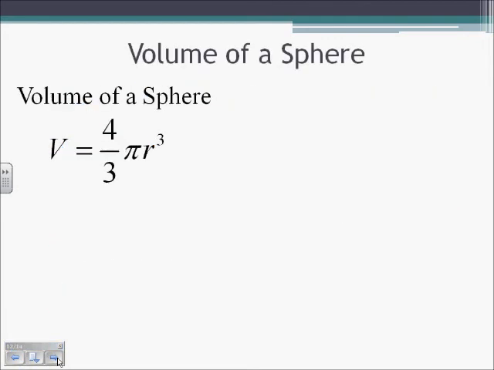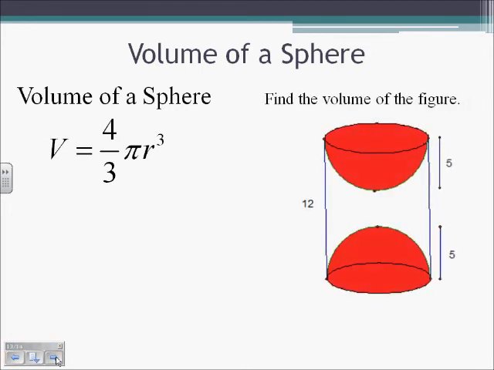Alright, volume of sphere we know already, 4/3 pi r cubed. If we're asked to find the volume of this figure, we look, the red is indicating that those two hemispheres are going inward. They're not filling up any space, so we don't just have the volume of a cylinder here. We've got a cylinder with two kind of tops pushed in.